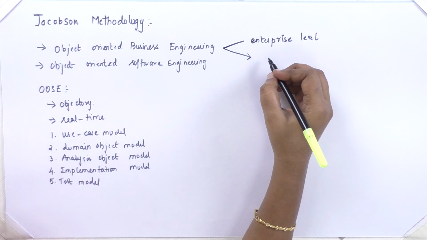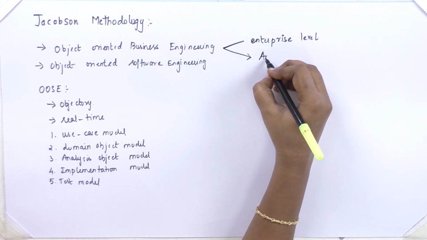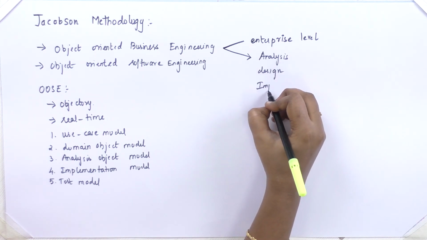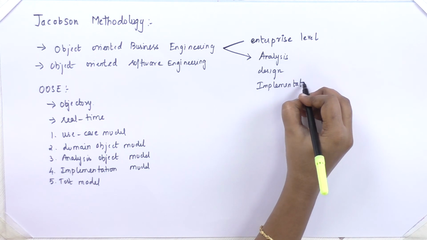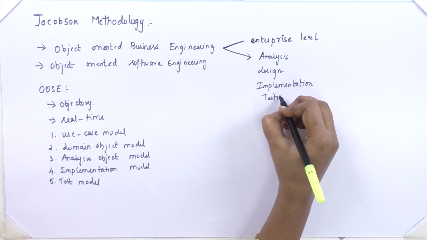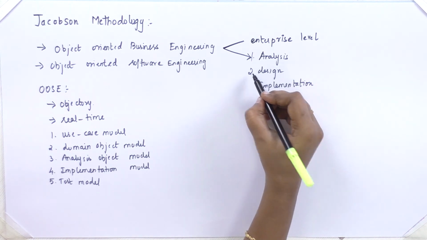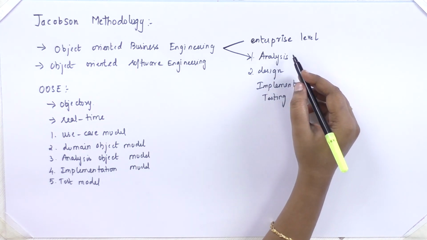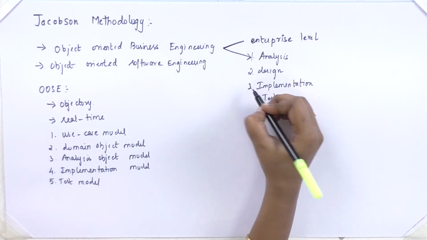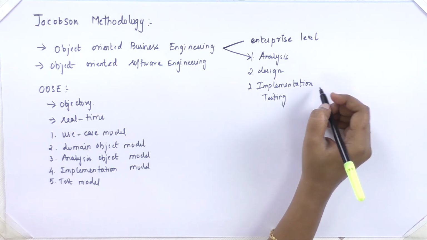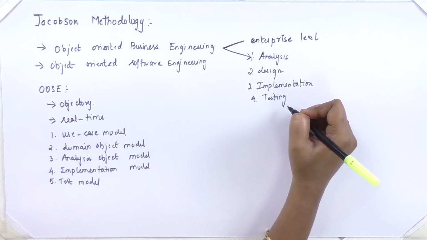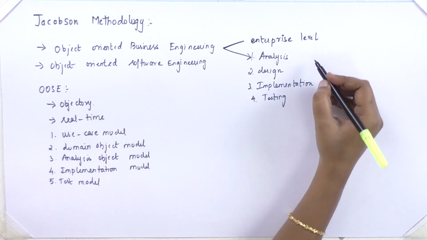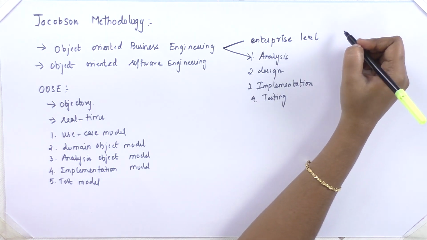This business engineering method consists of 4 phases. One is the analysis phase, another is the design phase, another is the implementation phase, and the testing phase. In the analysis phase you will be collecting the requirements from the user, and then you will be designing the system based on the requirements the customer has given to you, and then you will be implementing the designed software in a working environment. Then you will be testing whether my software will be working fine or not. So this object-oriented business engineering technique develops software based on these 4 phases for enterprise level.